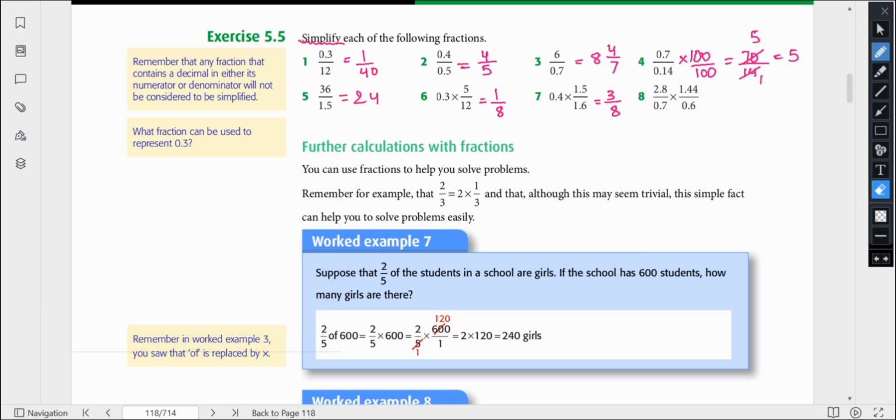For question 8 and the last part of this exercise, we will have 2.8 divided by 0.7 multiplied with 1.44 divided by 0.6. Now again, what we are going to do is keep a bracket, and with which number are we going to multiply the fraction? We are going to do it with 10 over 10 or 100 over 100. I think after question number 4, it should be clear that we are going to multiply it with 100 over 100.